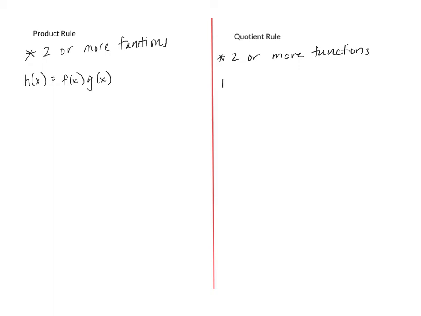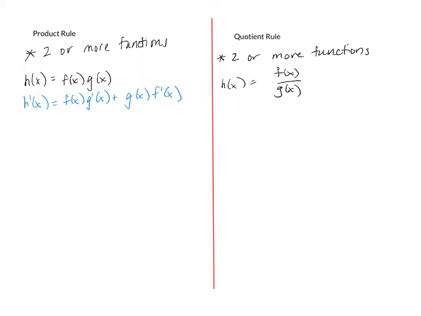The quotient rule, that does not happen nearly as often. So for the quotient rule, f of x divided by g of x. So the product rule states that the derivative of h of x is equal to f of x times g prime of x plus g of x times f prime of x.